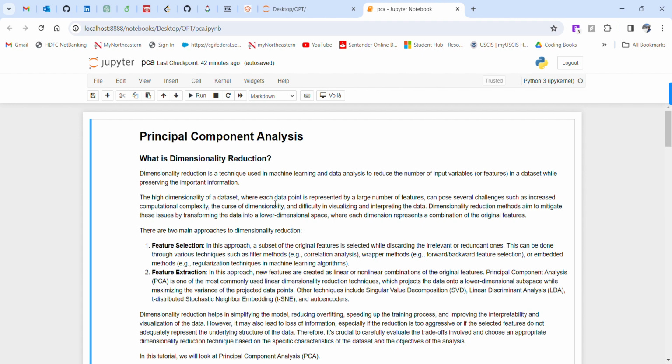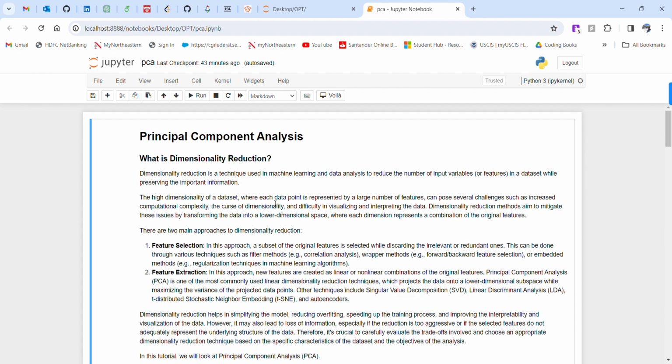Usually, the idea is to mitigate these issues by transforming your data into a lower dimensional space where each dimension represents a combination of the original features. There are two main approaches that you can use for dimensionality reduction. Feature selection, which includes methods like correlation analysis, forward and backward feature selection, which basically select a subset of the original features and discard the redundant or irrelevant features.